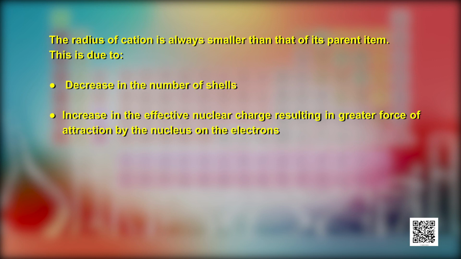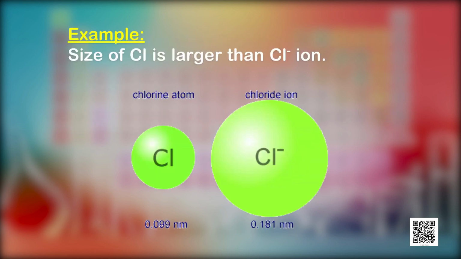On the other hand, formation of an anion involves gain of electrons. An increase in electrons results in a decrease of effective nuclear charge per electron, and thus results in an increase in the size. Ionic radii, just like atomic radii, follow the same trend across a period and down the group. That is, decreases across a period and increases down the group.